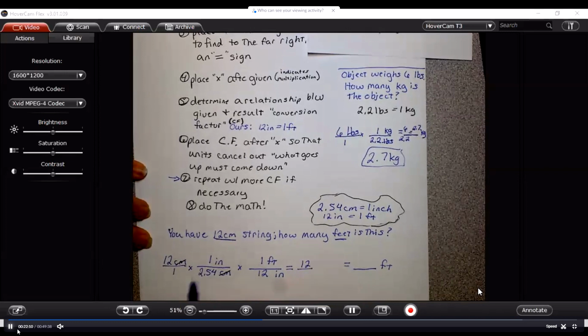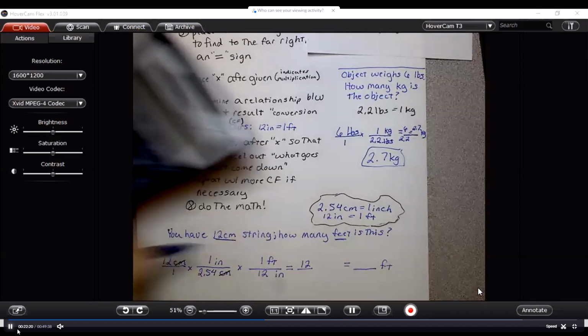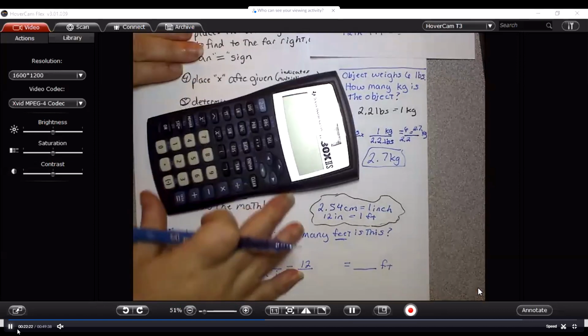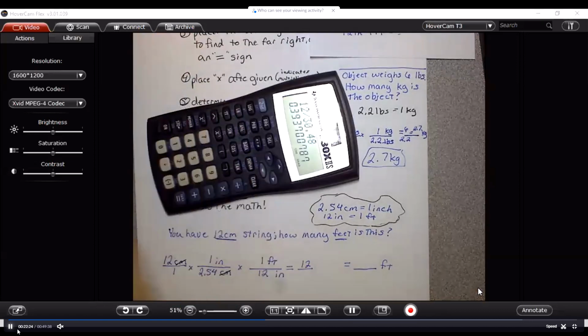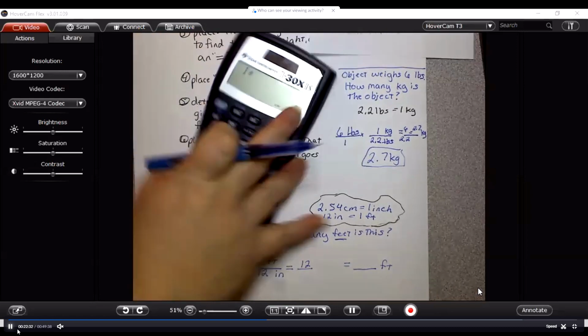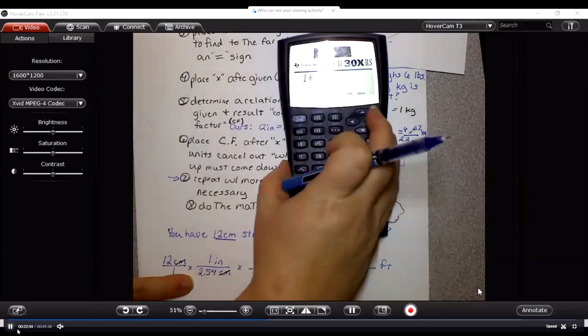So when we do the math, you have 12 times 1 times 1 on top, 2.54 times 12 on bottom. Go ahead and feel free to grab out your calculator for that if you need to. My inches cancel out because I have 1 on top and 1 on bottom.